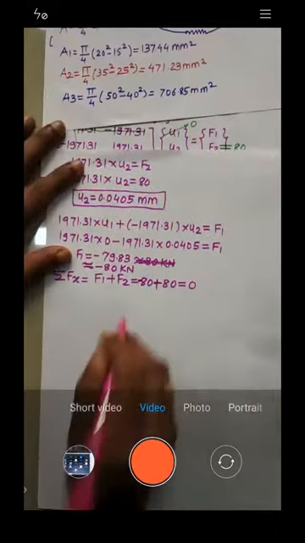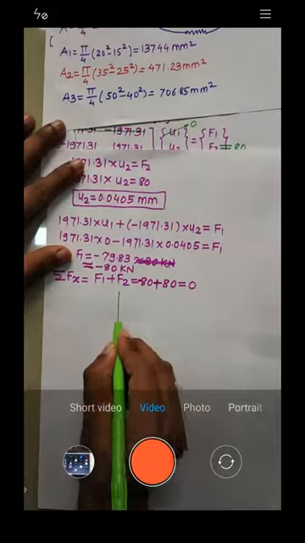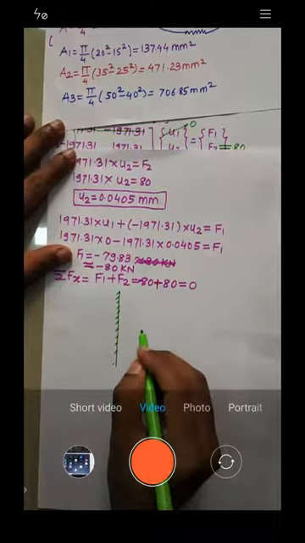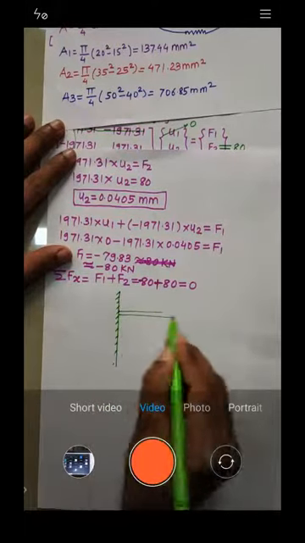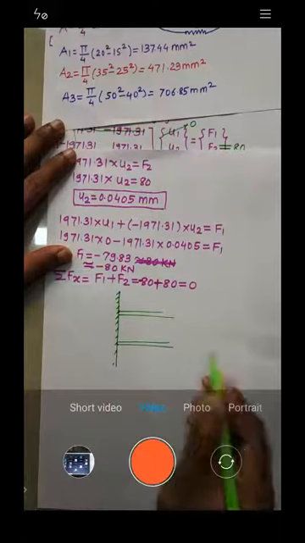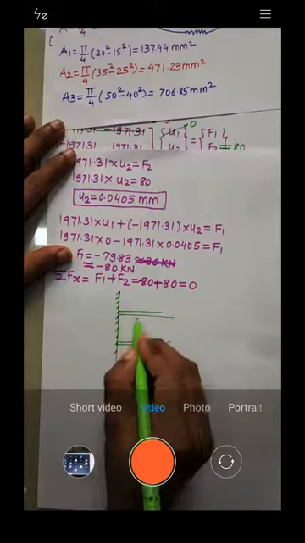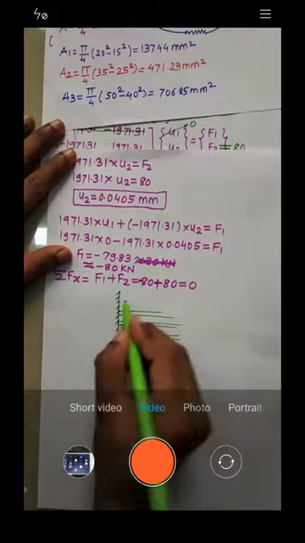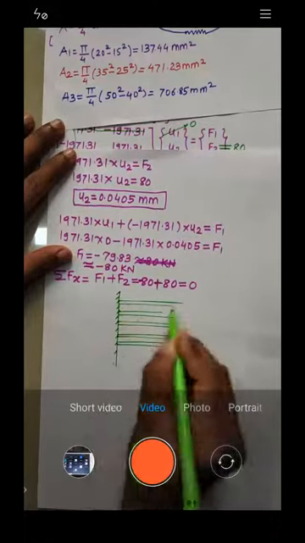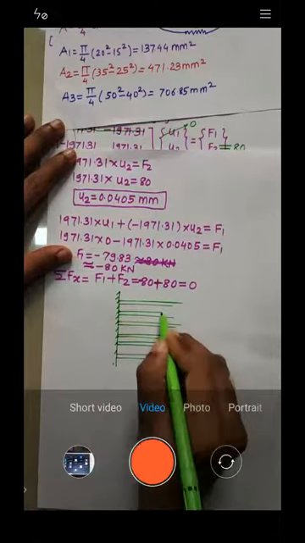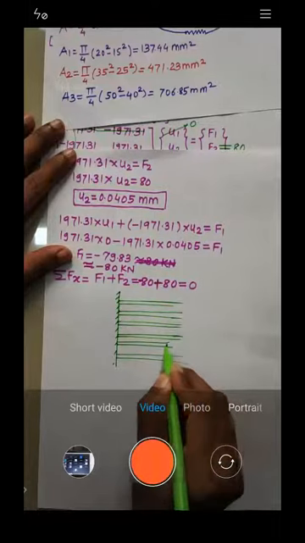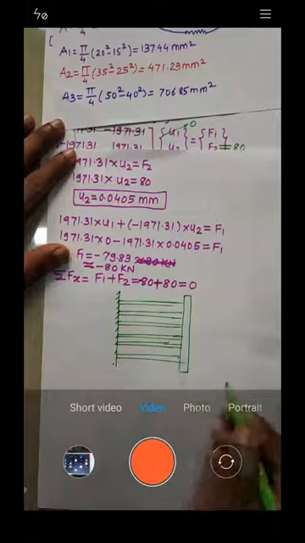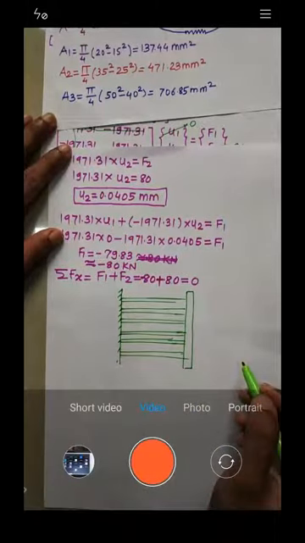Okay, so simple. Let's consider this is your fixed support. To this fixed support, we have these rings, right? I will just draw a small diagram. I will not go into the detail. These are the rings which are attached to the fixed support.